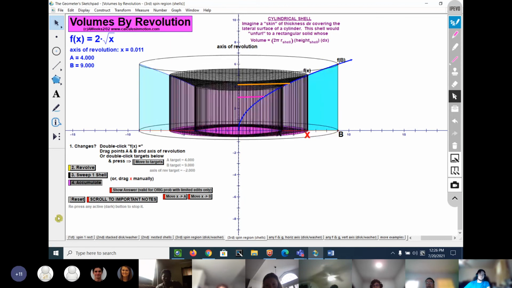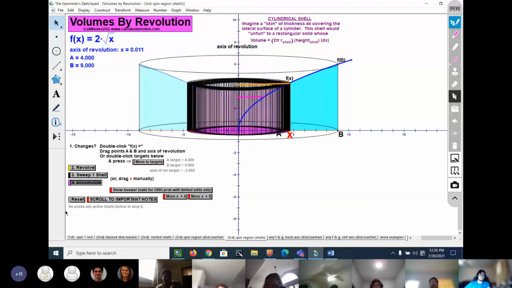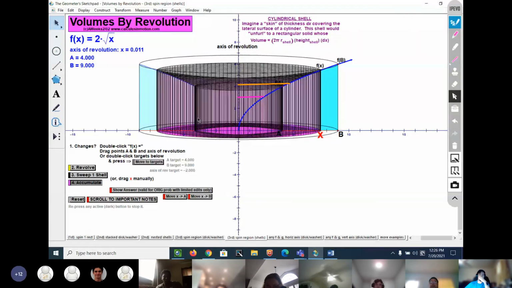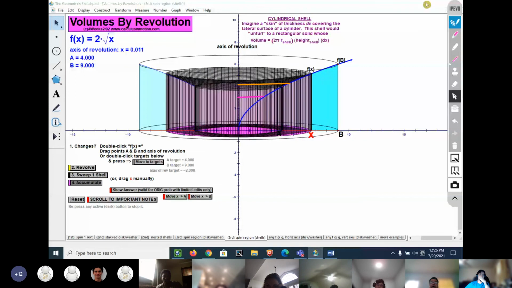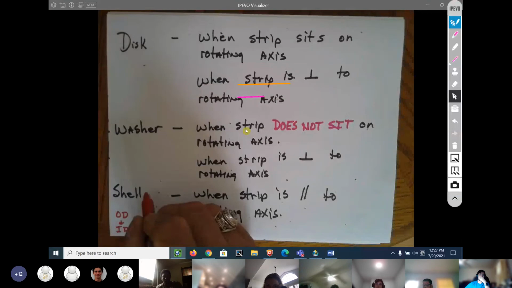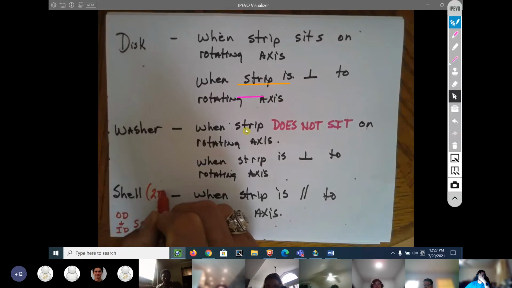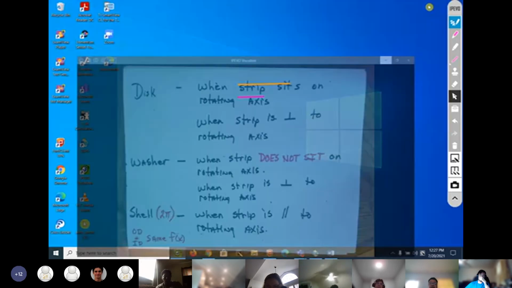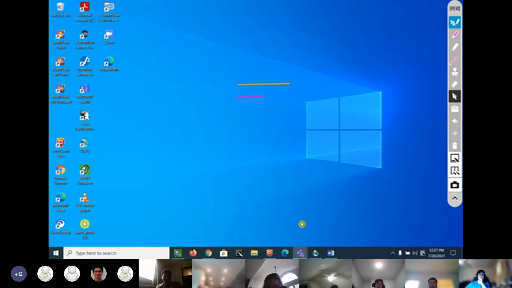Okay? So when you're dealing with a shell, you're going to be dealing with 2 pi, as I said before, because basically the derivation of a shell involves 2 pi. And you're going to be dealing with a lot of math. So let's go ahead and get started on one.